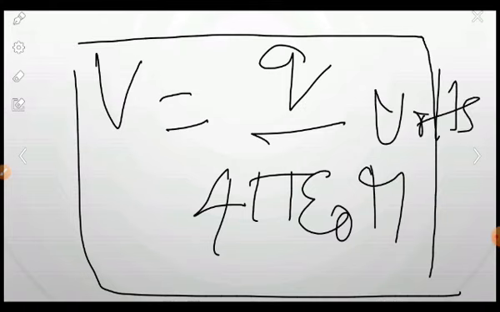So the potential due to a point charge in the given external field is V equals Q divided by 4 pi epsilon naught R. So in the next class we will discuss potential due to moment.